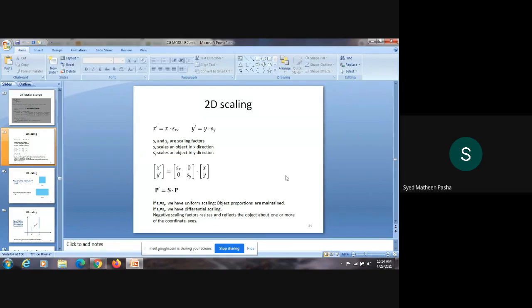So what is scaling? Scaling, as we discussed, is nothing but reduction of the size of the object or increment in the size of the object. In computer graphics, 2D scaling consists of two scaling factors, Sx as well as Sy. These are the two scaling factors we use in 2D scaling with respect to x as well as y coordinates.